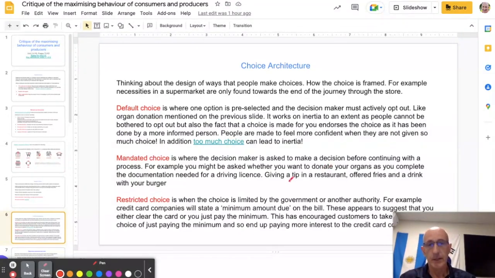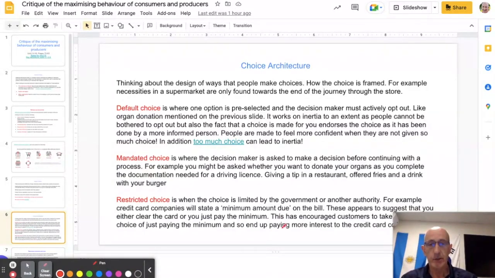A mandated choice is where you're asked to make a choice before you're allowed to move on, and again I've referenced here donating your organs. Giving a tip in a restaurant, often on the electronic screen before you can pay, you're asked to make a decision. Or if you're offered fries with your burger.